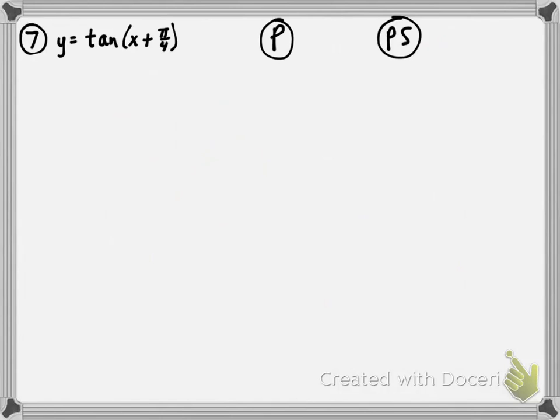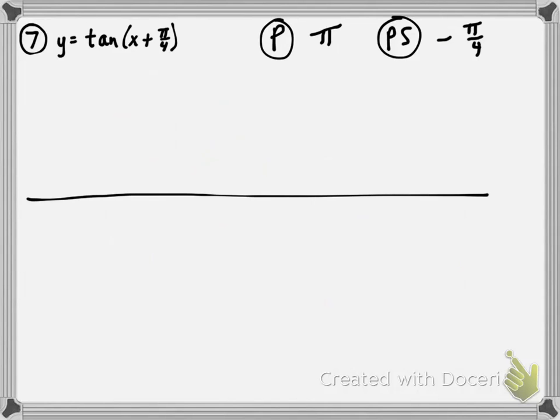All right. Okay, tangent. These are much more simple, actually. We don't have an amplitude for tangent or cotangent. The period, though, is just pi divided by the number in front of the x. And the phase shift for this one will be the same thing, pi over 4 radians to the left.